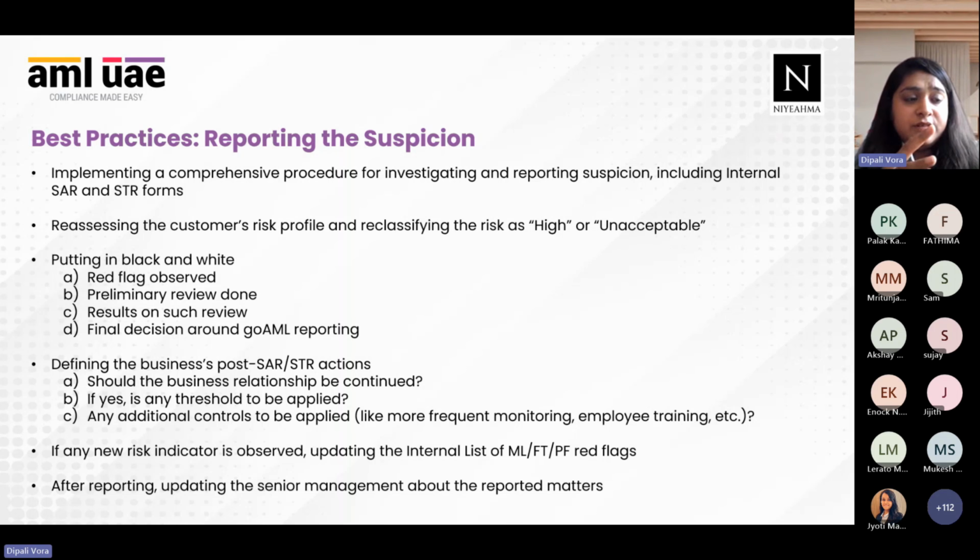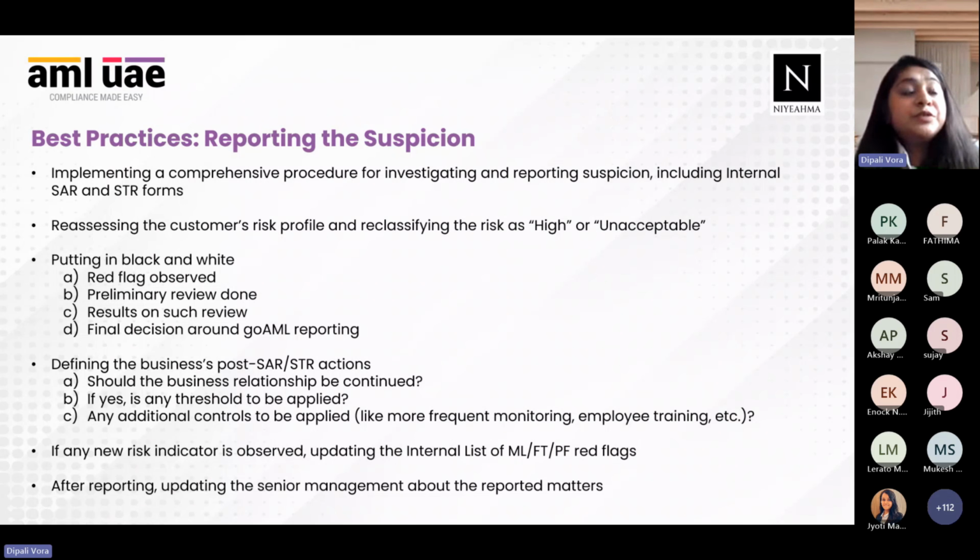We should document the entire SAR STR process in our policies, regularly reassessing the risk of our customers. And wherever required, we should mark them as high risk. And if you think that this particular customer is risky, you can also mark them as unacceptable and gracefully end the customer business relationship and file reports wherever required.